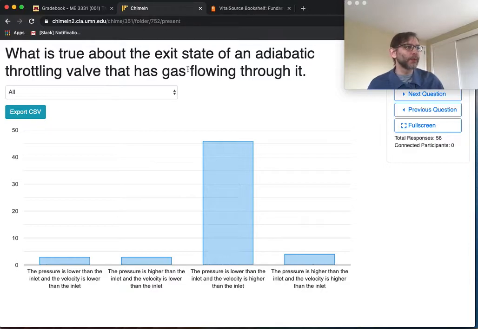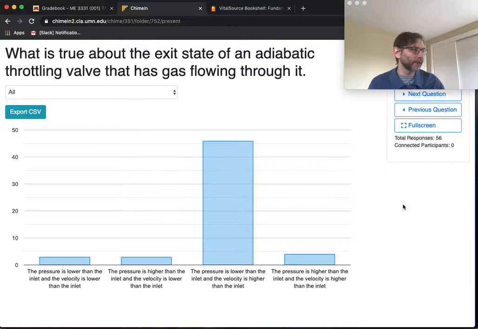So what is true about the exit state of an adiabatic throttling valve that has gas flowing through it? Well, adiabatic, right? And it's a throttling valve, so we know the pressure is decreased because of the throttling valve. And we know the velocity has to go up, so the pressure goes down, the velocity goes up. It's not a supersonic diffuser or anything like that, so none of that funny stuff. So most of you got it right.